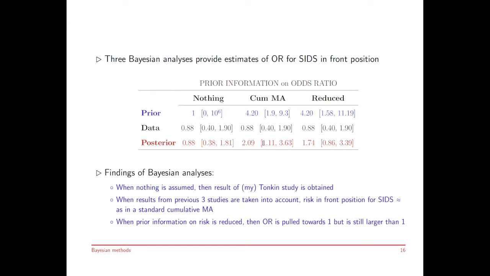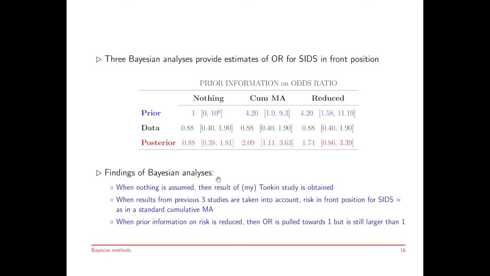When I combine the cumulative meta-analysis information with the data, my estimated odds ratio is pulled towards 4.2, with a 95% Bayesian confidence interval now excluding 1, so indicating that putting the baby in the front position is bad. When I use the reduced prior information, I also see that the odds ratio is moved towards 4.2, but compared to the previous one, it is pulled towards 1 more, with a larger Bayesian confidence interval, now excluding 1.